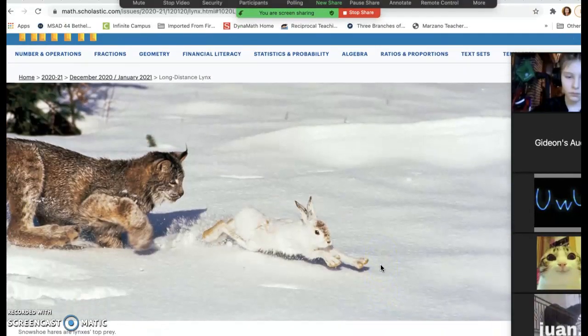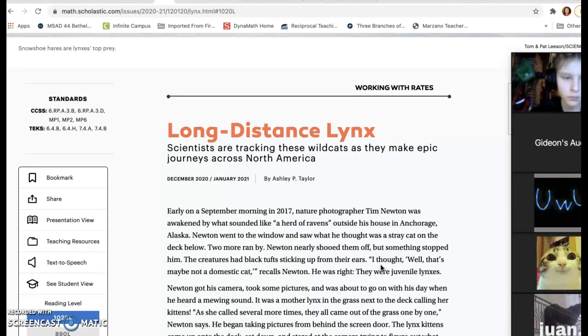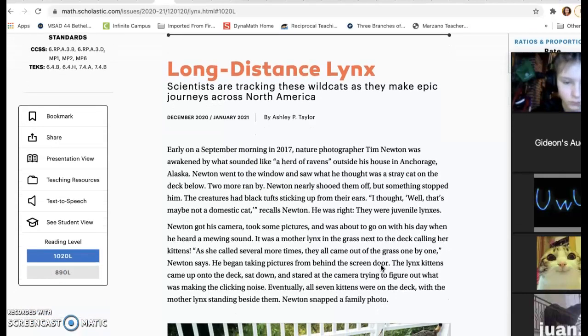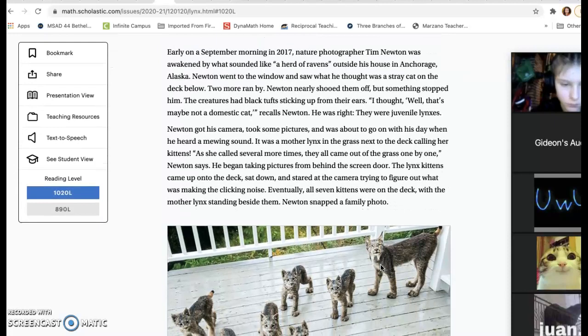Okay, so there's the photo of a snowshoe hare, the lynx's top prey. Whoa. All right, so Long Distance Lynx. Scientists are tracking these wildcats as they make epic journeys across North America. And this is by Ashley P. Taylor. Early on a September morning in 2017, nature photographer Tim Newton was awakened by what sounded like a herd of ravens outside his home in Anchorage, Alaska. Newton went to the window and saw what he thought was a stray cat on the deck below. Two more ran by. Newton nearly shooed them off, but something stopped him.